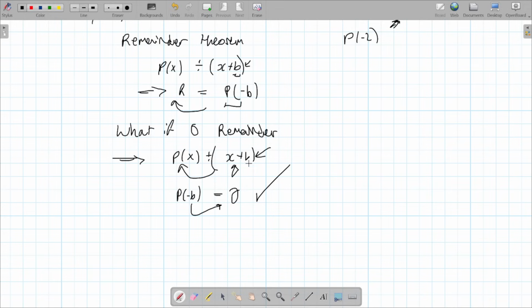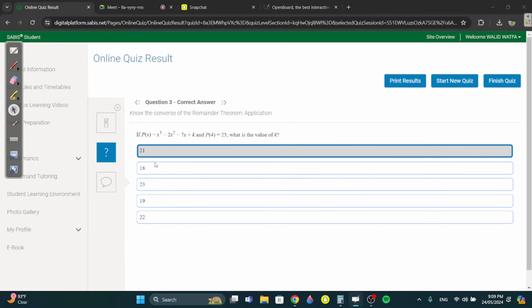Sometimes they say x plus b is a factor, and then they give you p of x. How would you find b? You just set p of x equal to 0, because if it's a factor, it equals 0. I'll show you now.